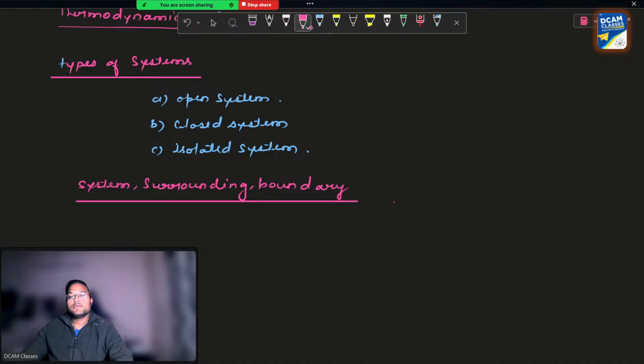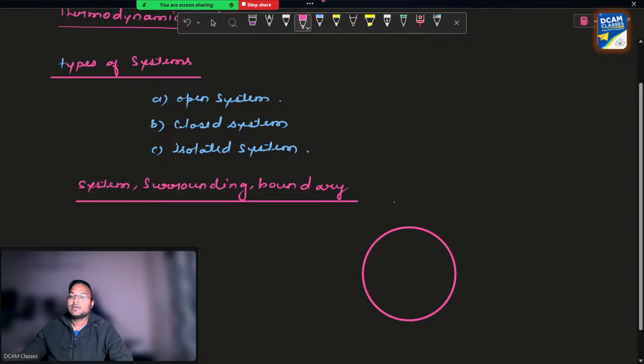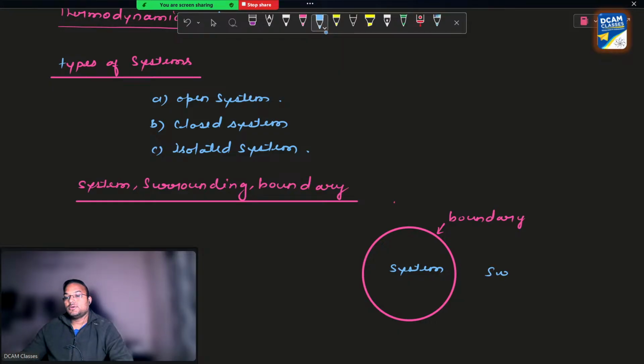See, what is system, surrounding, and what is boundary? Suppose you have taken a space and you have drawn a boundary around it. Inside the boundary is something which you are studying, and rest all things are surrounding. So this is known as your boundary, which separates system from the surrounding. The inside thing is system, outside is surrounding.